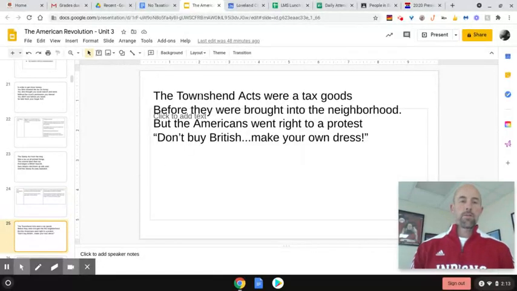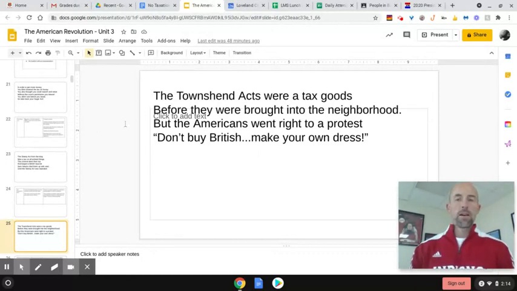My rhyming poem: the Townshend Acts were a tax on goods before they were brought into the neighborhood. But the Americans went right to a protest. Don't buy British. Make your own dress. If you remember in the reading, it says that people were encouraging Americans to make their own clothes.